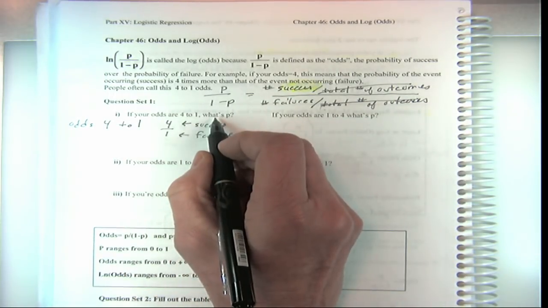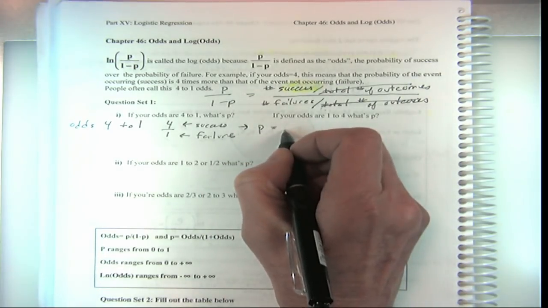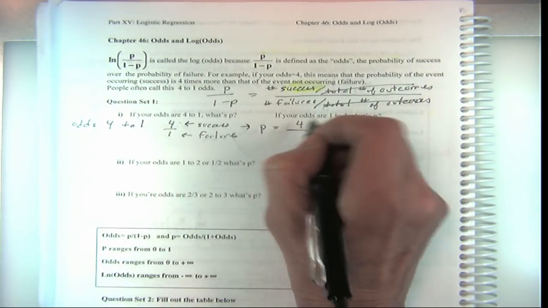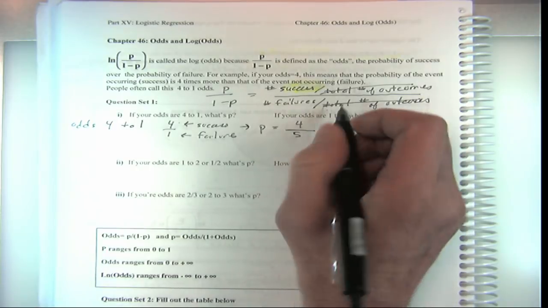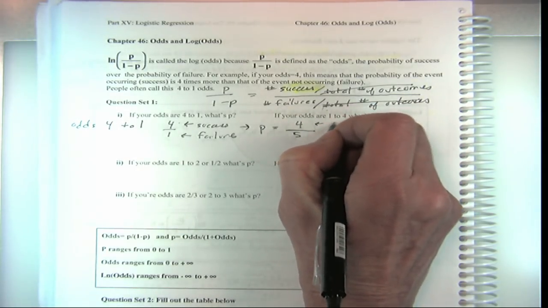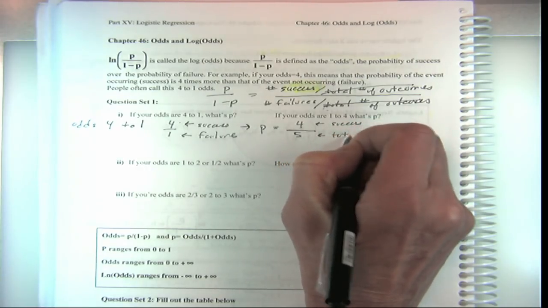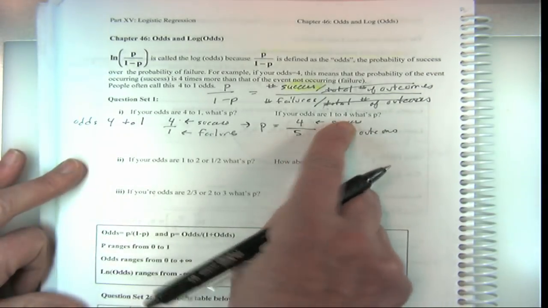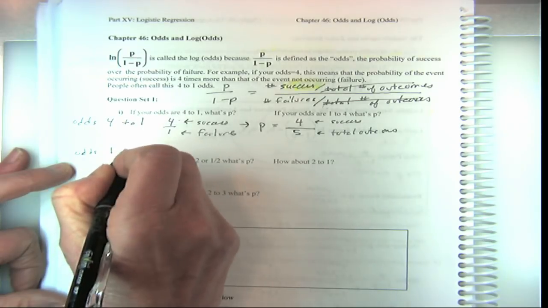Okay? So if your odds are that, what's P? That means P is equal to the number of successes, 4, over the total number of outcomes, 4 plus 1, which is 5. So how about if your odds are 1 to 4?